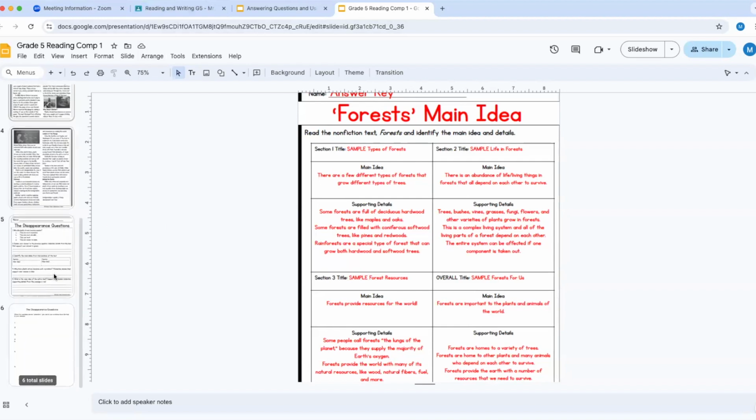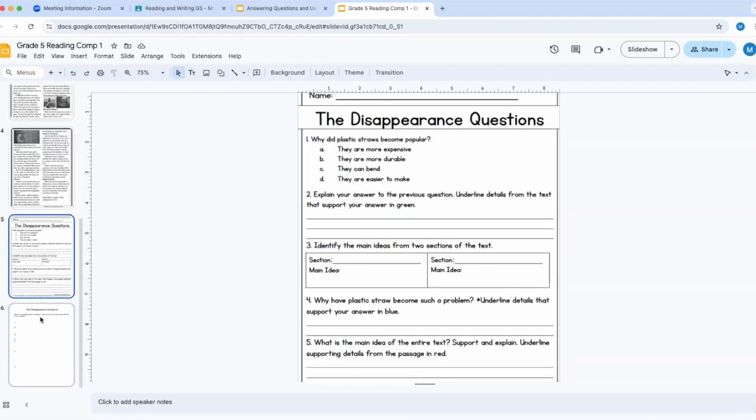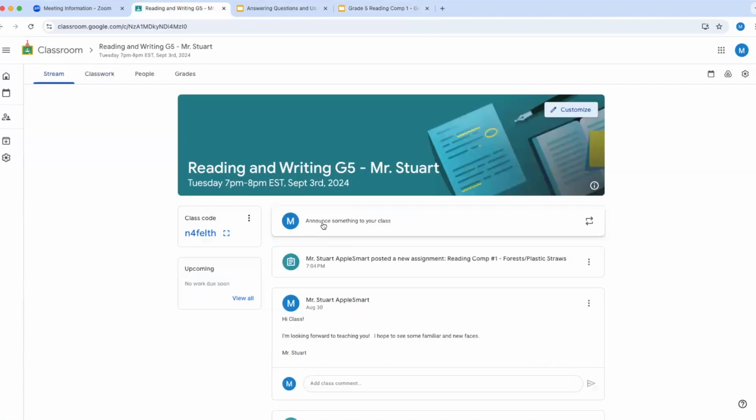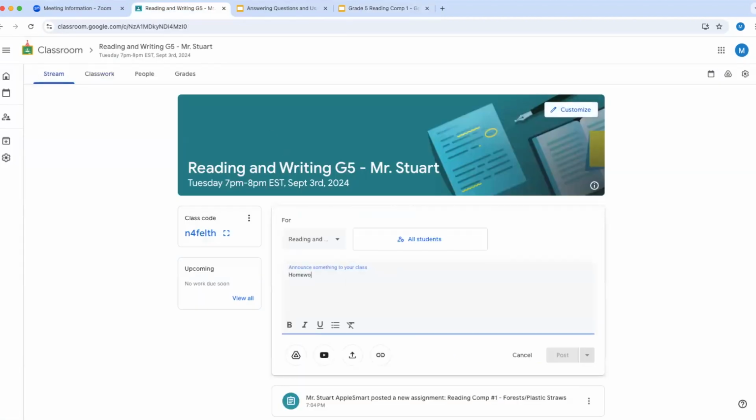So homework will be slides 5 and 6 for Disappearance. Okay, so homework, slides 5 and 6 for Disappearance. Why do they call it Disappearance? Anybody know? Wallace? Because it's how the plastic straws are disappearing.